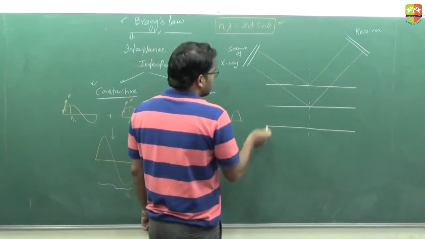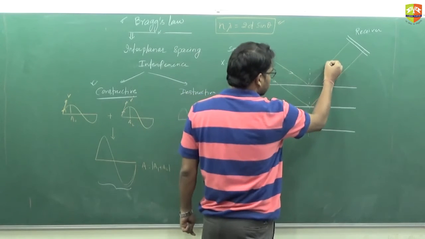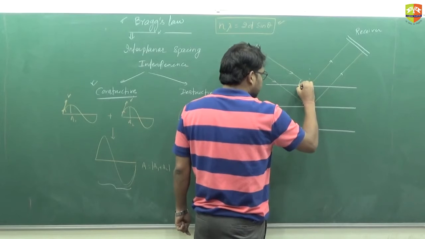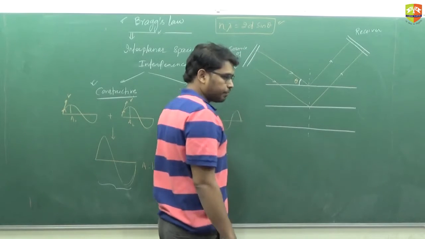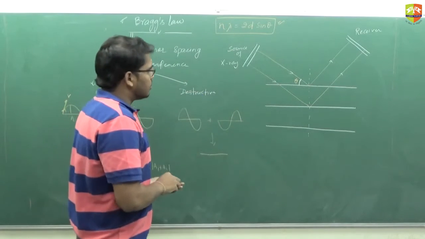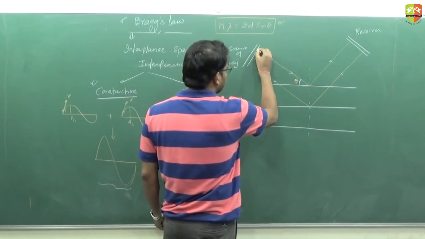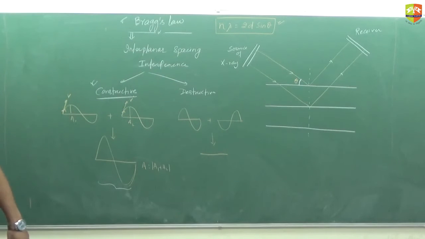So this is the direction of the wave we have. In this direction it goes and it reflects. The angle of incidence, this angle, is theta. Now since we require constructive interference, the wave that you get here must have the same phase. Then only will you get constructive interference.